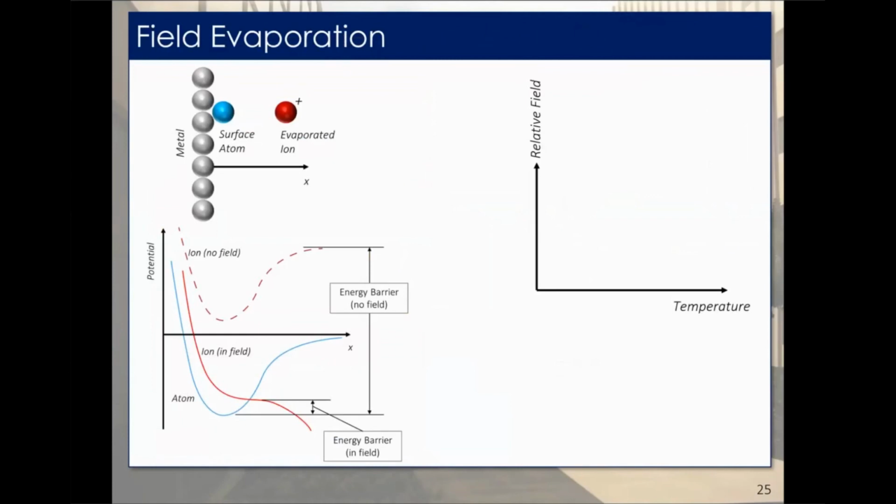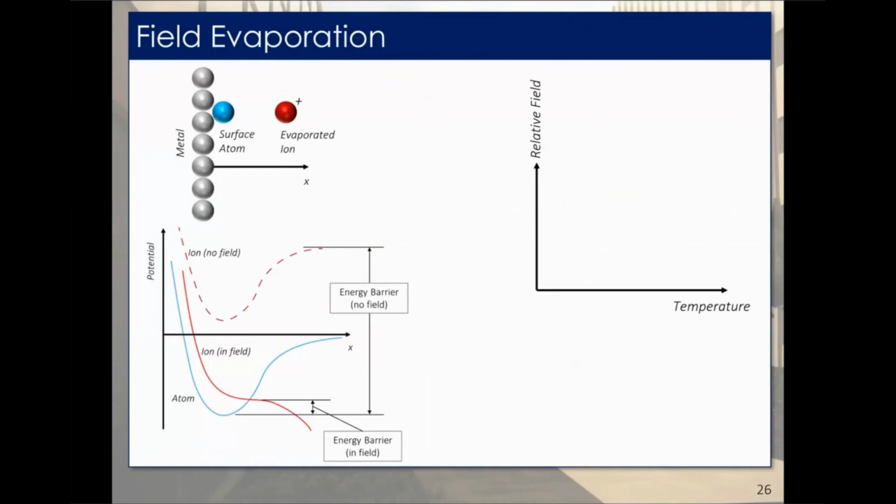So we're ready to start our experiment now. We've got our sample lined up, and we need to get field evaporation occurring. And so talking a little bit more about what that is. So again, field evaporation is where we want to have a surface atom ionized, desorbed from our material.